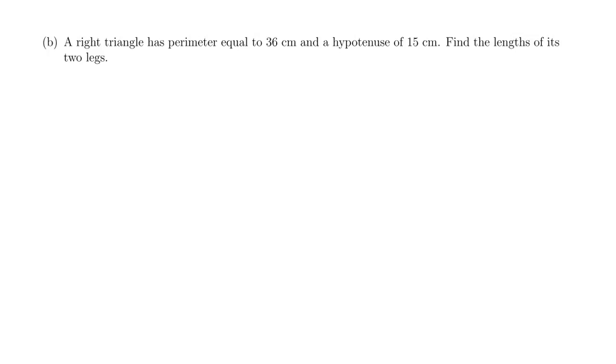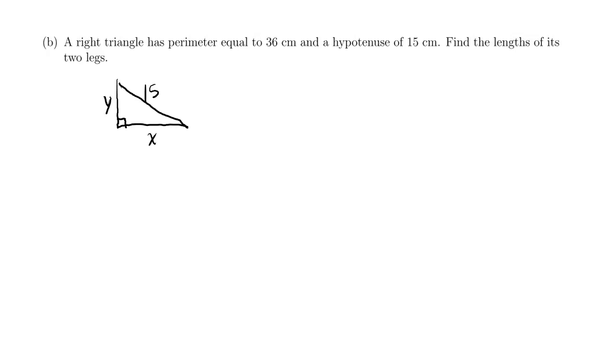A right triangle has perimeter equal to 36 centimeters and a hypotenuse of 15. Find the lengths of its two legs. Okay, so you have a right triangle. For geometry questions, it's a must that you draw the picture. Without drawing the picture, it's really hard to solve. First, the hypotenuse is 15. And I don't know the two legs. That's the question, x and y. Since usually y is the vertical one and x is the horizontal one, let's do it like this, x and y.